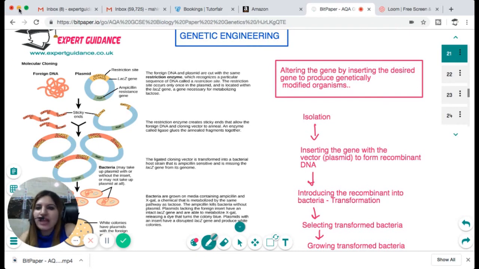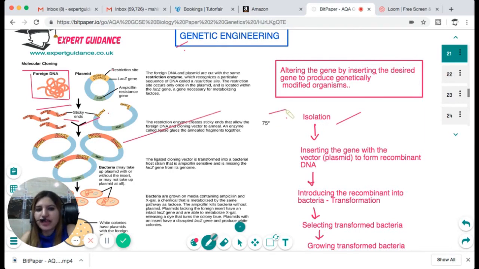So now we have a very new emerging technology, which is genetic engineering. Genetic engineering is altering the genes by inserting the desired genes to produce a genetically modified organism. Now, how this works is we select a foreign DNA, which is a gene of interest, and we isolate that gene of DNA, and then we take a bacterial plasmid, and we cut the bacterial plasmid so that we can join it with our gene of interest to make a recombinant DNA.